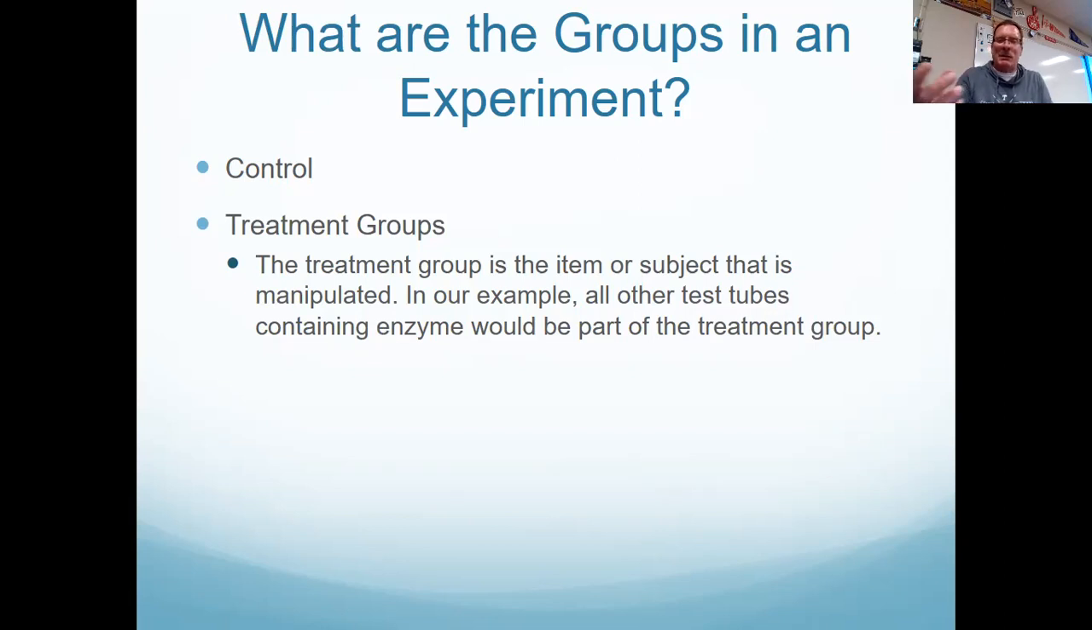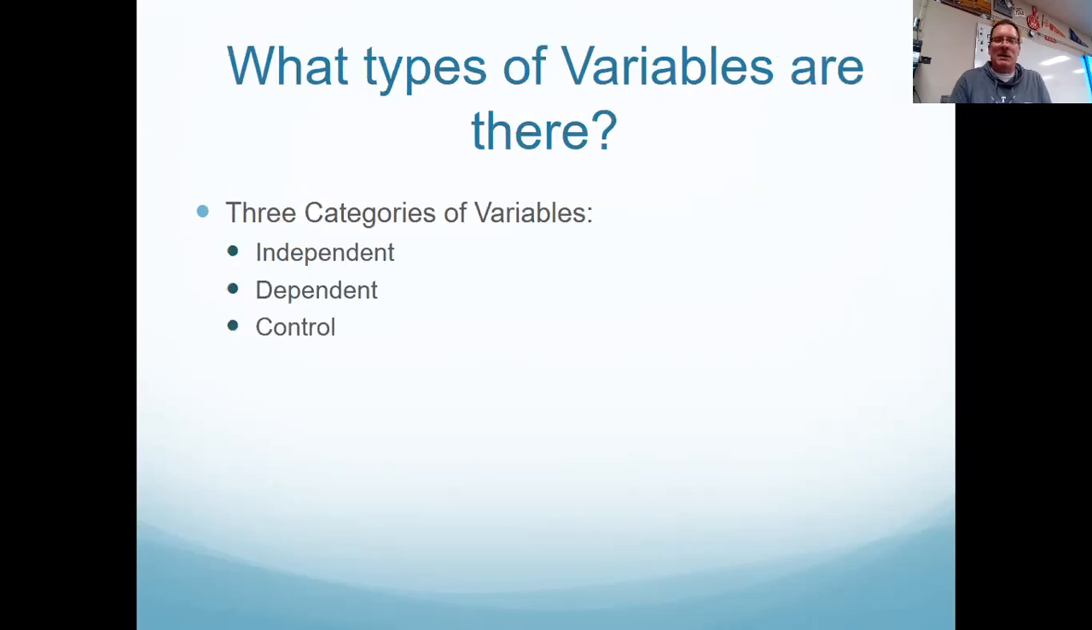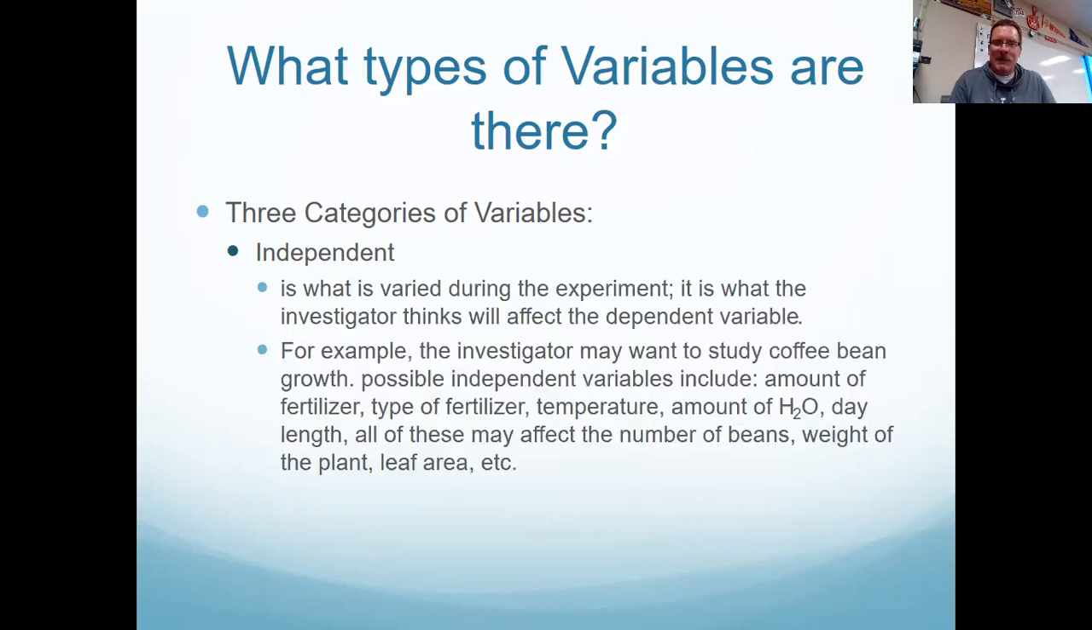In our example of the catalyst, all other test tubes containing the enzyme would be part of the treatment. And then what are the variables? And these are key. An element, feature, or factor that is liable to vary or change. So there's three categories: independent, dependent, and the control. The independent is what's varied during the experiment. It is what the investigator thinks will affect the dependent variable.